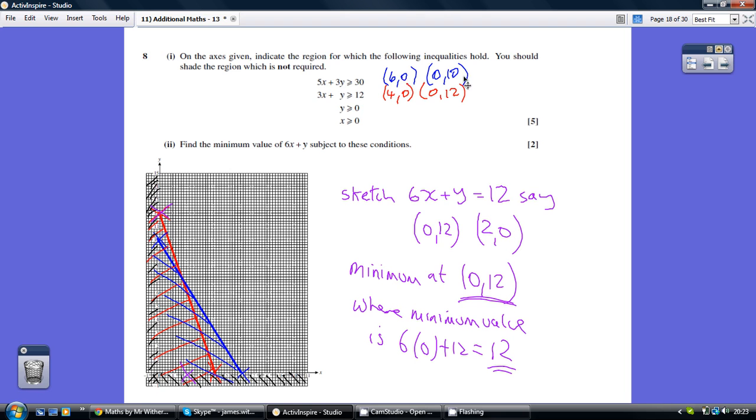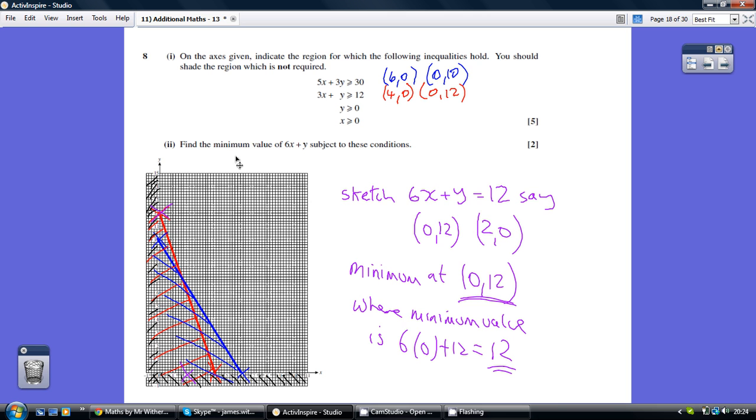So I've found two coordinates on this line, and equally I've found two coordinates which are on this line. So I've plotted both the lines. Each time I've just let y equal 0 and x equal 0. Just by doing that, I've drawn my blue line, my red line, and my lines x equals 0 and y equals 0, and I want all the points that are greater than all of these. These are all the ones I do want, so the ones I don't want are all these here.